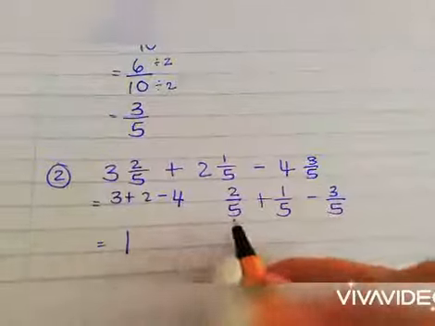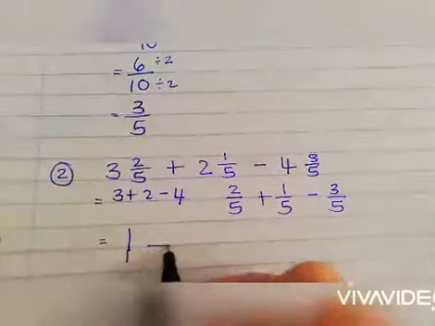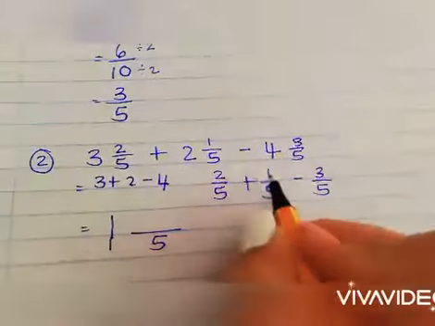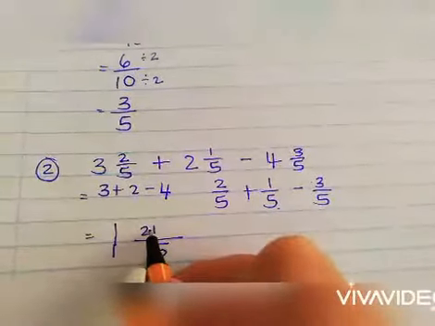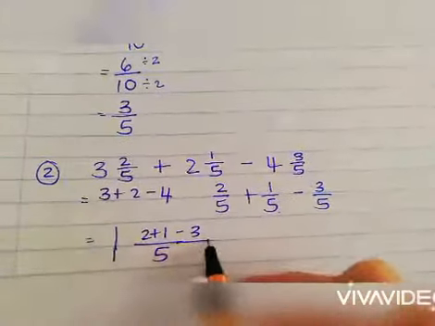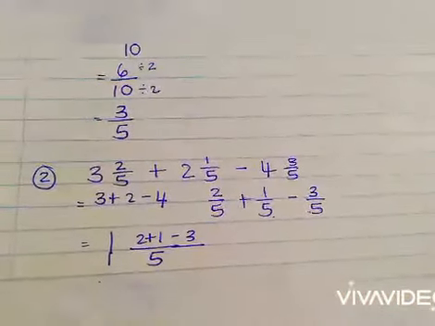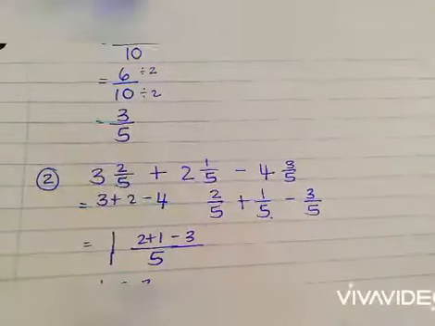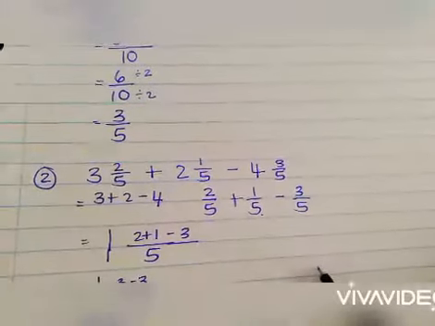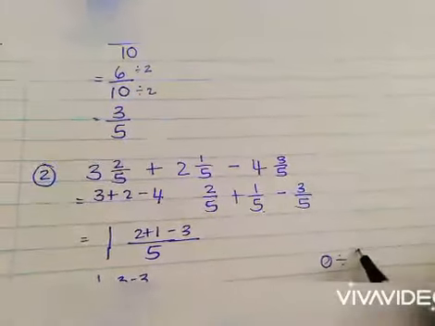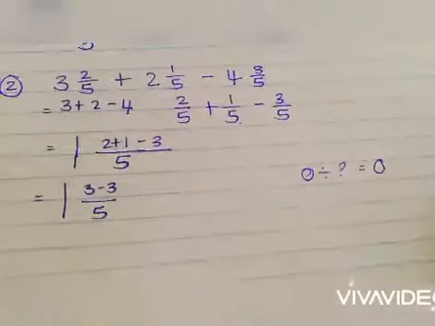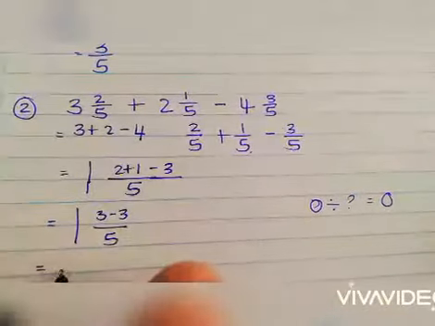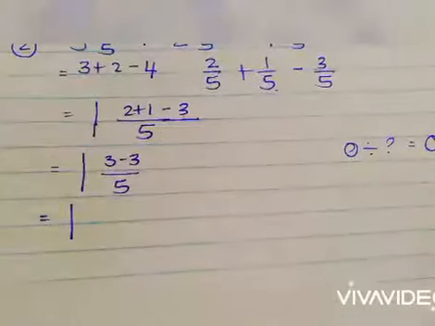And then I've got all my fractions. You see they all have a denominator of 5. So then I can just add the numerators together. So it's 2 plus 1 minus 3. 2 plus 1 is 3. 3 minus 3 is 0. 0 over 5. Anything divided by, or not divided by anything, equals 0. Okay, so basically we're going to just have 1 as our answer.